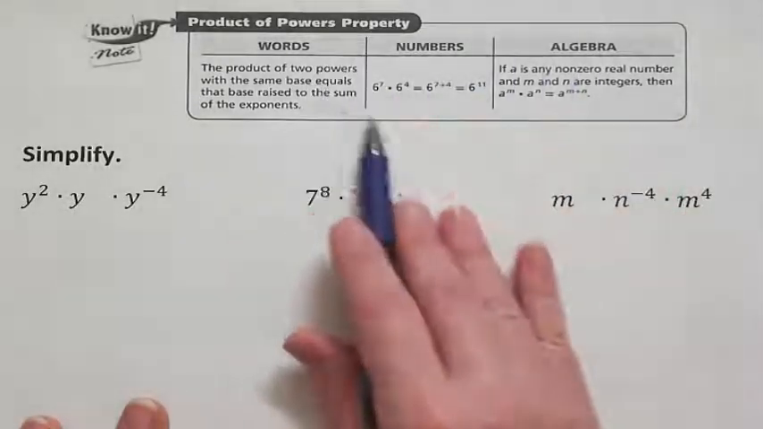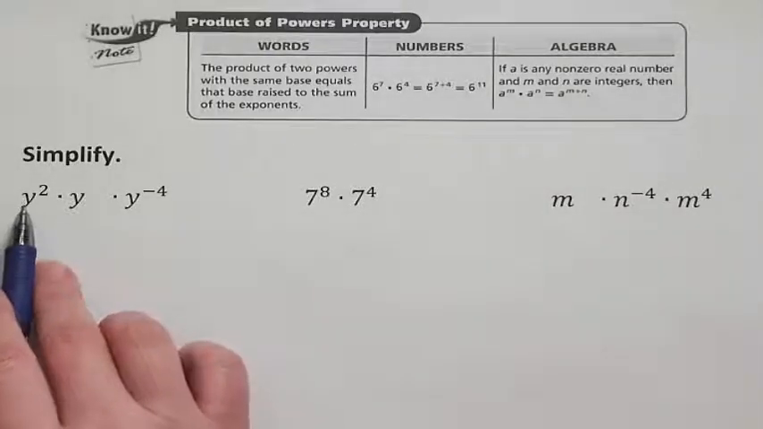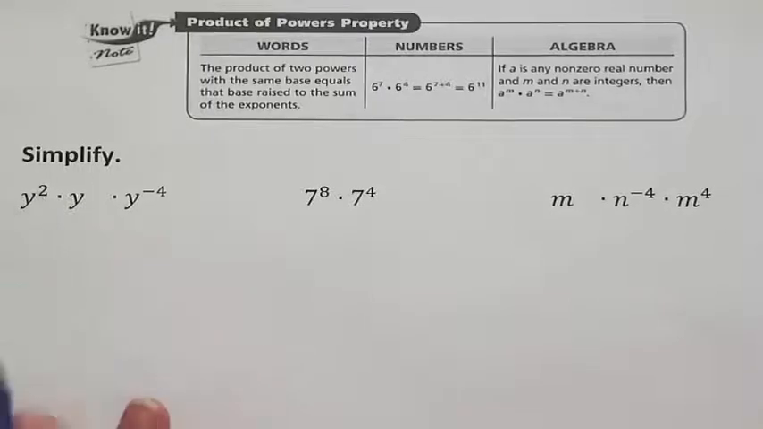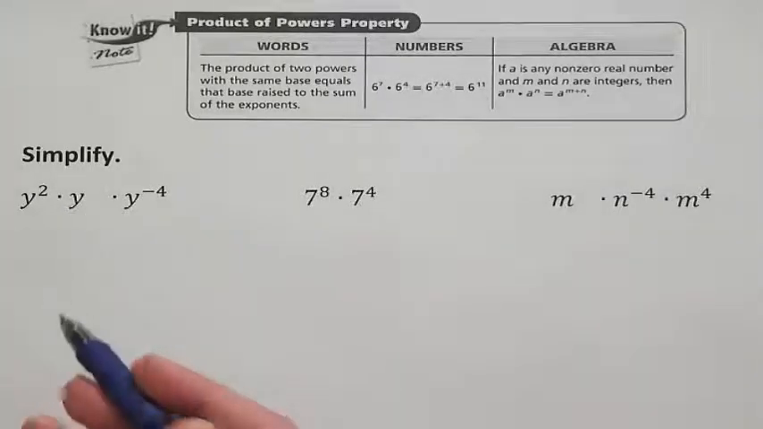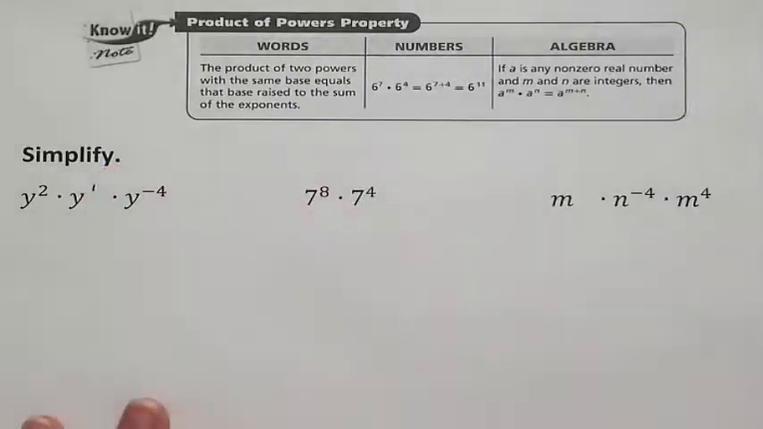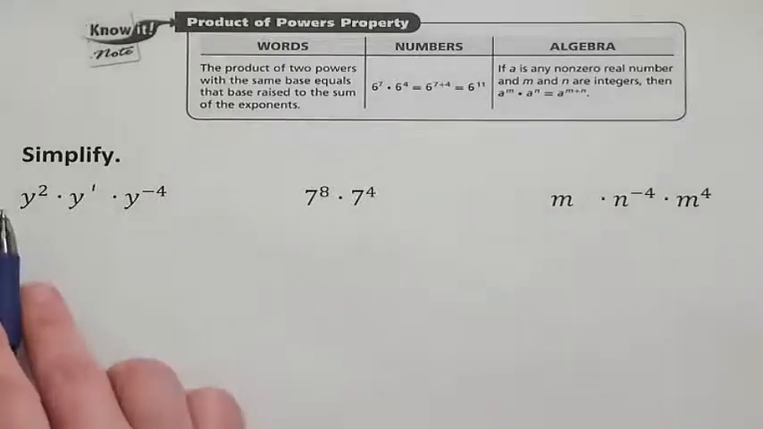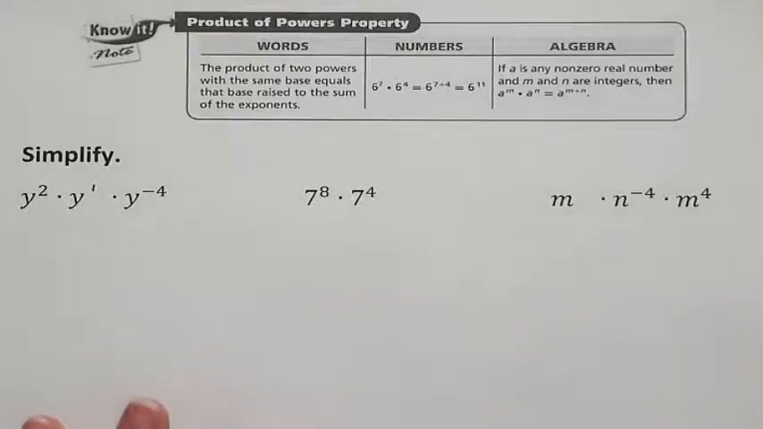So let's see if we can apply this rule to 3 of our example problems. Example problem number 1. I see a base of y with an exponent of 2. I see a base of y with no exponent. Well, every variable has an exponent. If it's not written, we need to be in the habit of writing a 1. And then I see a base of y with an exponent of negative 4. They all have the same base of y.